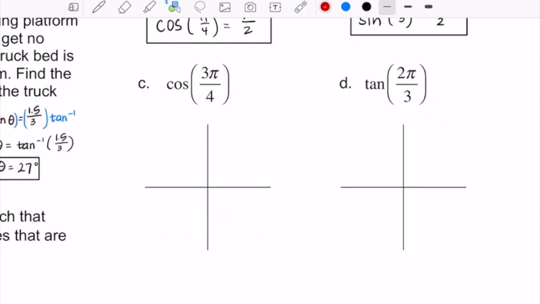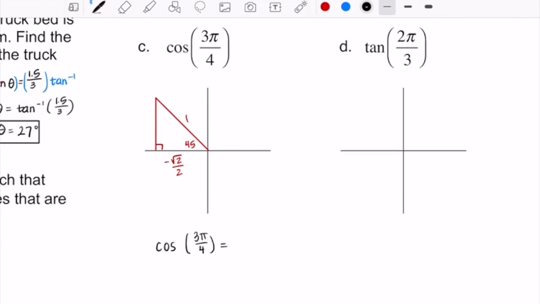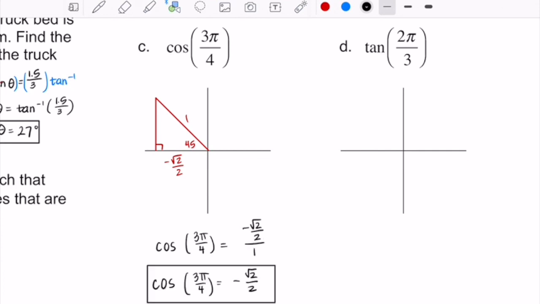Moving along to the next question, 3 pi over 4 is in quadrant 2. Here my reference angle is 45 degrees. And then for cosine, I need adjacent and hypotenuse. And so the cosine of 3 pi over 4 radians is equal to adjacent, negative the square root of 2 over 2 over hypotenuse. And so the cosine of 3 pi over 4 radians is equal to negative the square root of 2 over 2.